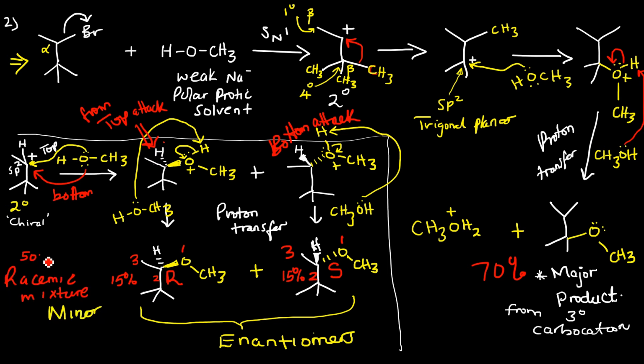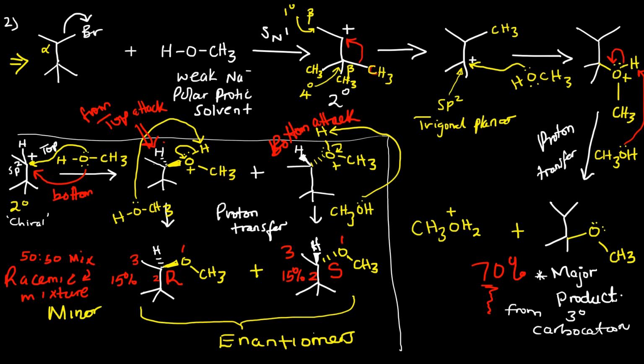So you have 50-50 or 1-to-1 mixture. That's what racemic mixture means. And I just use an arbitrary number here. If this is the major, then it has to have a higher percentage than the total percentage of this. So this could be 70, 15, 15. This could be 80%, 10, 10, and so forth.